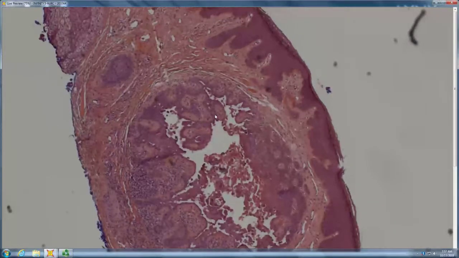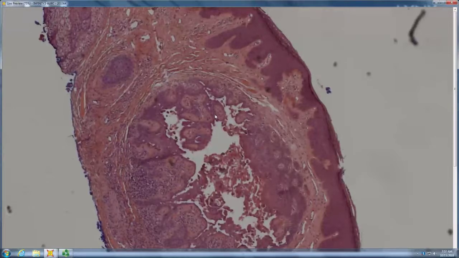So warty dyskeratoma is a solitary cup-like or crateriform or expanded follicle-like lesion with acantholytic dyskeratosis.